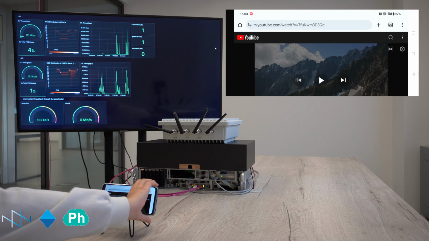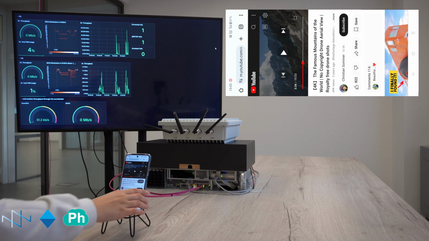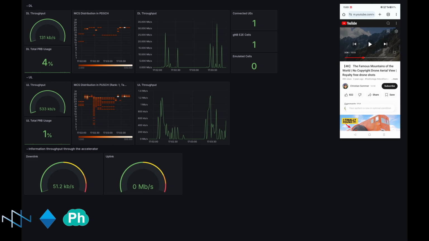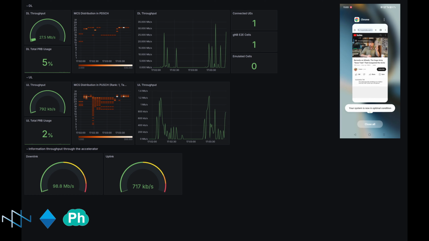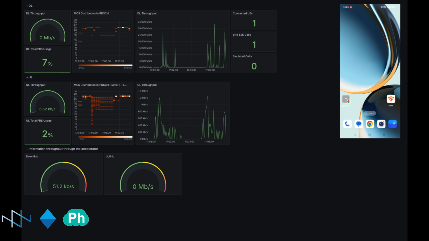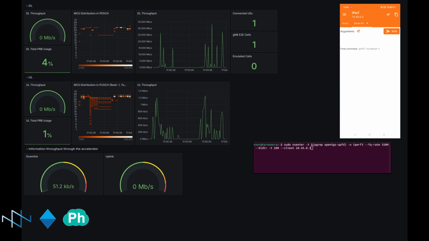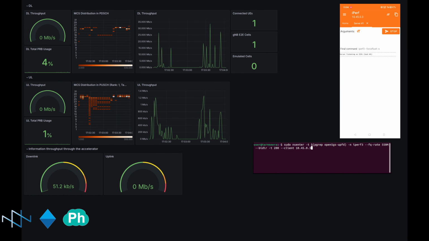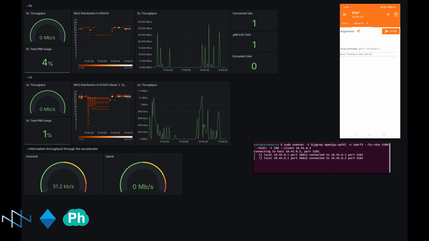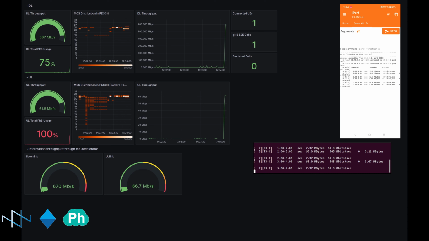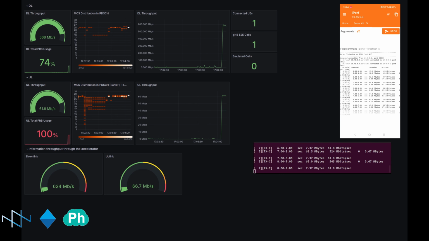For the purpose of better understanding the network behavior, we use a graphical user interface that shows some statuses and performance metrics. In the upper right corner, we can see the counter of connected UEs and the number of simultaneously running cells. On the left-hand side of the screen, we show the downlink and uplink throughput in the end-to-end cell, usage percentage of physical resource blocks, and MCS distribution in PDSCH and PUSCH. At the bottom left corner, we can see the information throughput through the PCI Express accelerator.